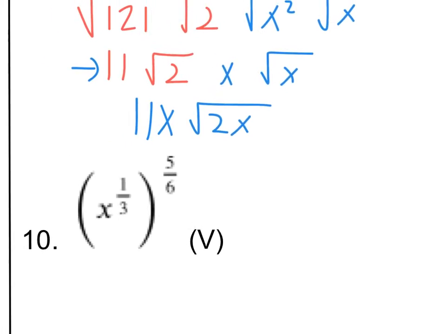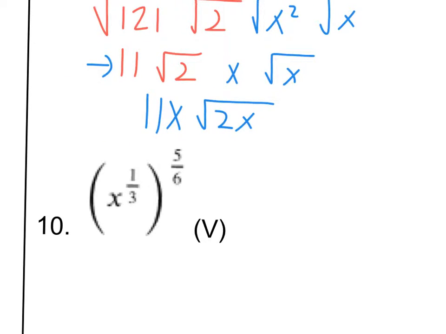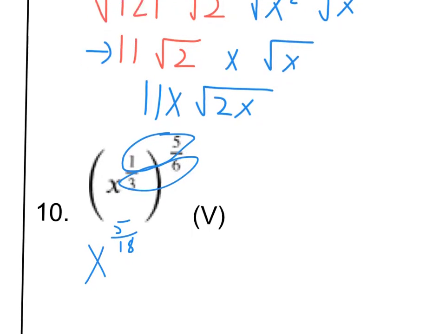Lots of video things down here. Here we have an exponent rules thing. We just got a power to a power. We know we've got to multiply those. That's going to be 1 times 5 is 5. 3 times 6 is 18. 5/18ths. At this point, you're done because that's a variable.